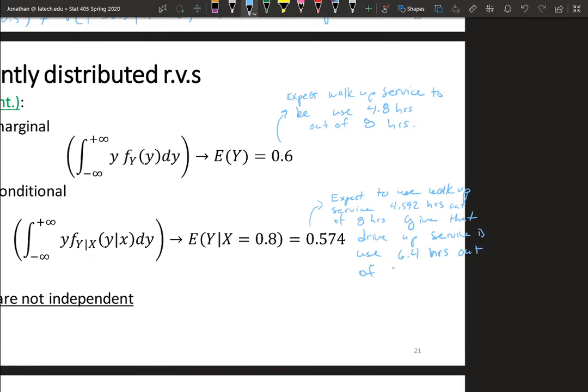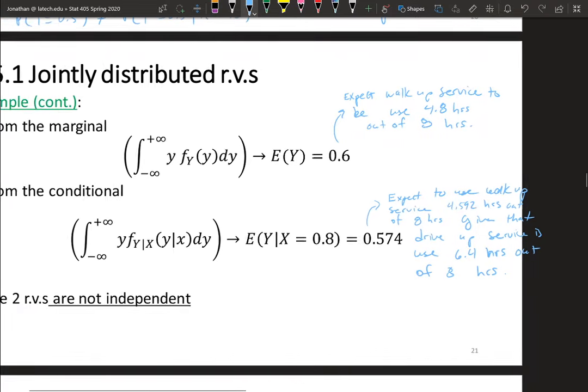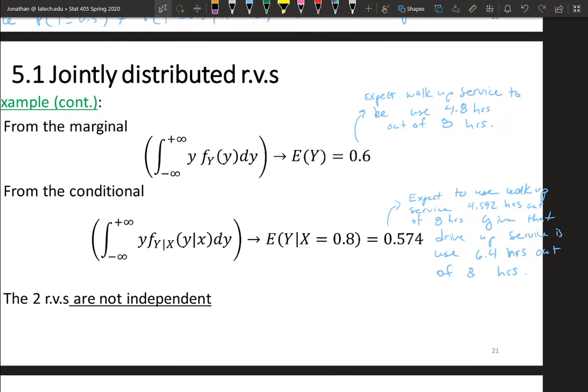Out of 8 hours. So don't forget, what is x? What is x? What's y? Well, the values for x and y are the percentage of 8 hours that the service is being used. So because these expected values are not the same, you can say the random variables again are not independent, they are dependent. So x and y are dependent.